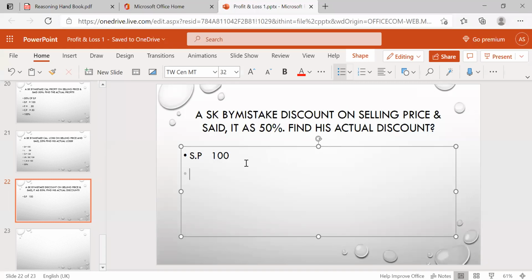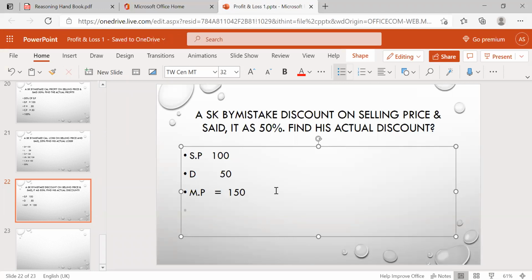That means this discount is 50% of 100, which is 50 rupees. And now market price is nothing but selling price plus discount, right? Selling price plus discount is market price. It's 150. Is it clear?